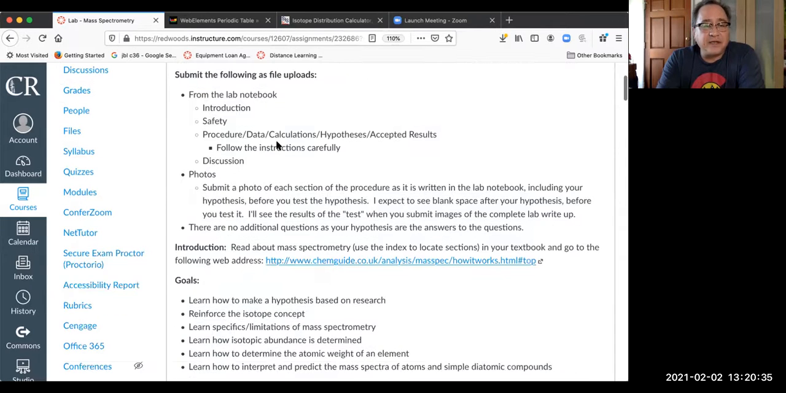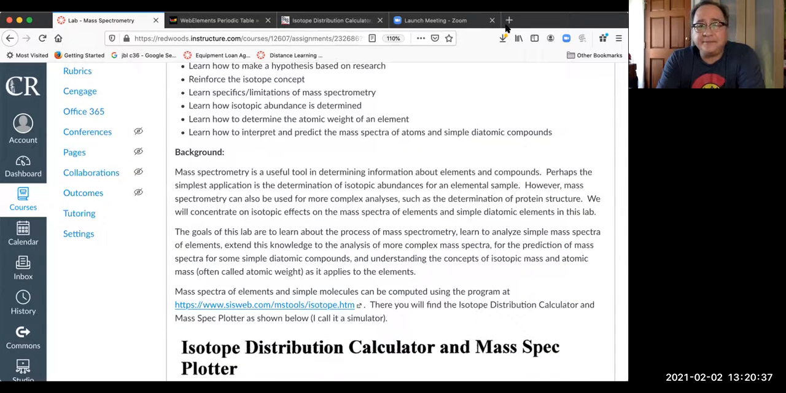One of the things that we're going to learn about mass spectrometry is that it's good for determining information about elements and molecules. What information is it good for determining? Well, for elements, I'd say mass spectrometry. I like to abbreviate mass spectrometry as MS. So MS is good for determining the mass of different isotopes and their relative amounts.